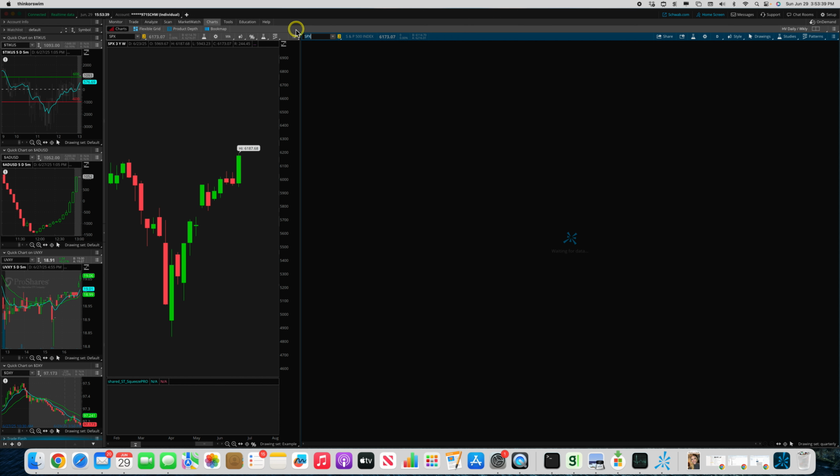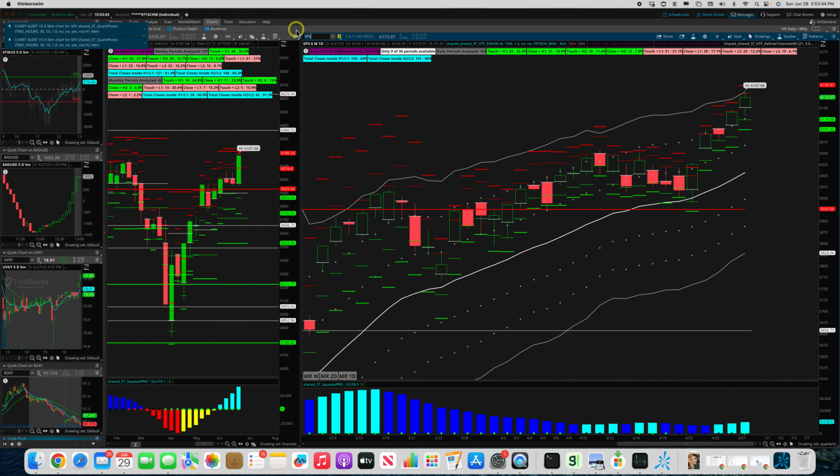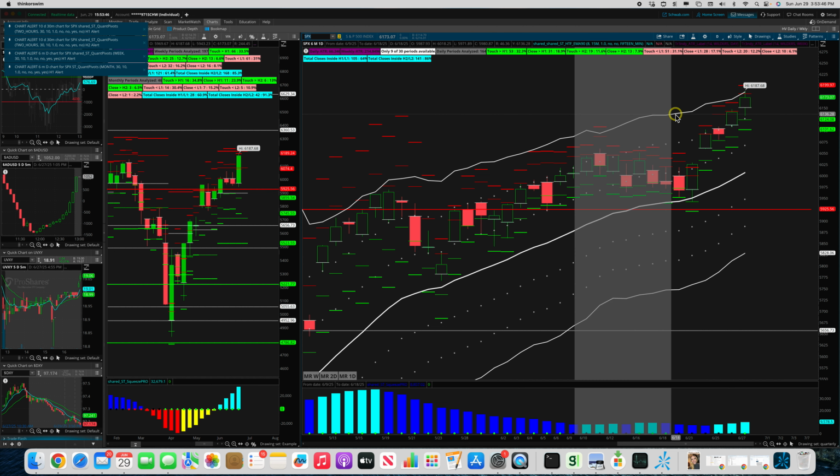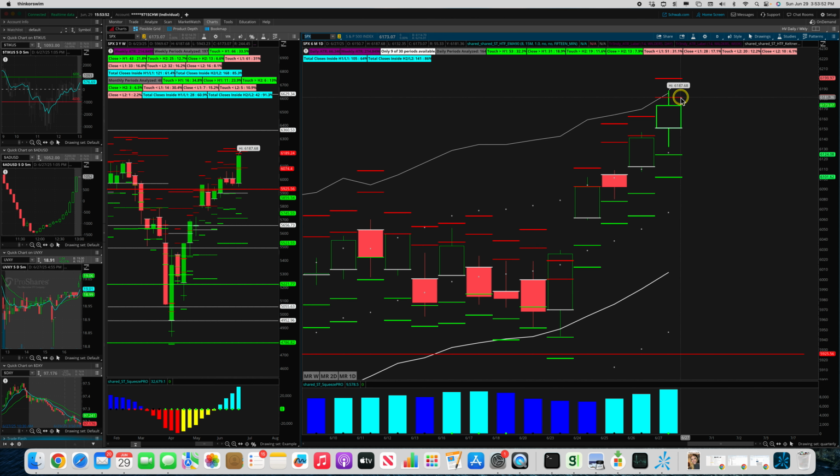Let me go back to SPX now, because I want to show you the next thing that's on my charts, which is the quant pivots. And I'm going to zoom in just a little bit more. So the quant pivots are these lines. There are 2 red ones, a white one, and then 2 green ones. The white quant pivot just shows you where price opened up.